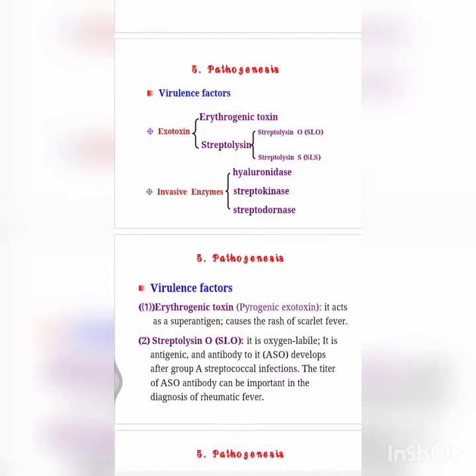It is antigenic, with antibody to ASO developing after group A streptococcal infections. So the titer of ASO antibody can be important in the diagnosis of rheumatic fever.